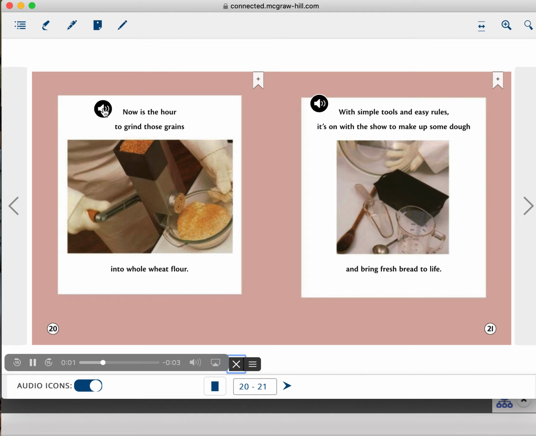Now is the hour to grind those grains into whole wheat flour. Let's reread this page. Now is the hour to grind those grains into whole wheat flour. When I first read this page and heard the word flour, I was confused because I don't see any flowers. But now that I reread it and used the picture to help, I can tell they're talking about baking flour.